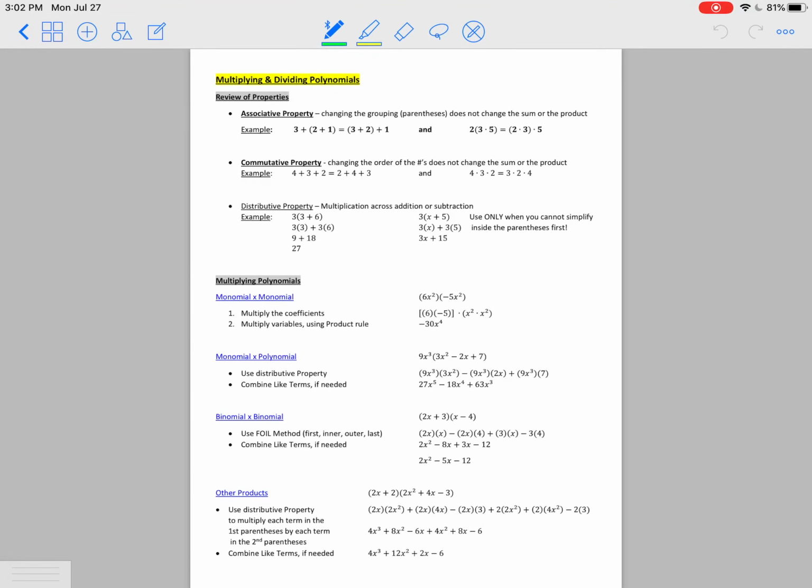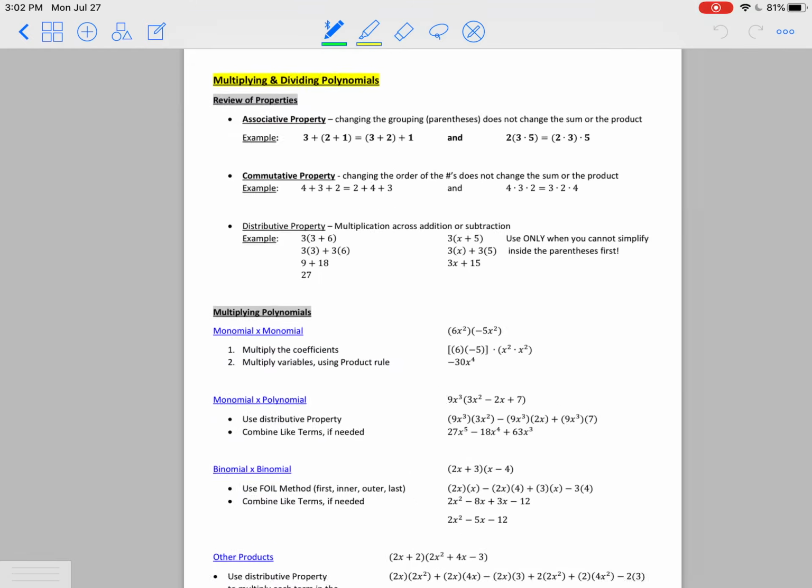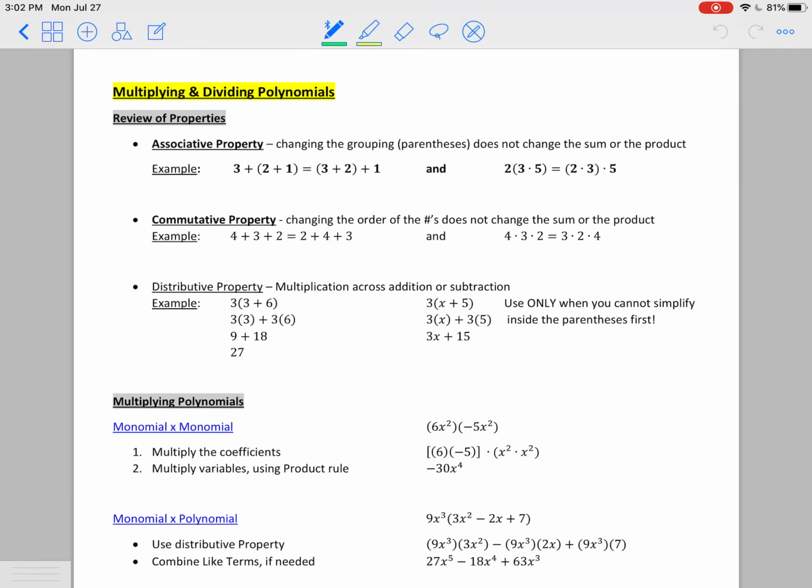Hello again. So today we're going to be talking a little bit more about polynomials, and this time we're going to be focusing on multiplication and division of polynomials. And before we get into the specifics of those operations, I'd like to review a couple of properties with you that are extremely important.